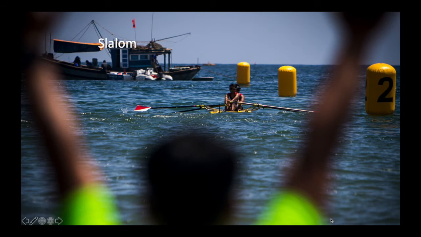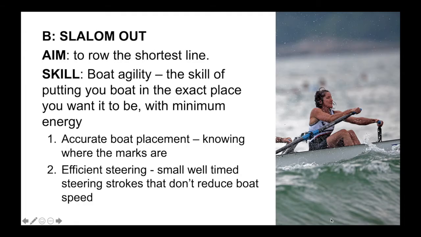So let's think about the slalom. Okay, the critical bit here in the slalom is to row the shortest line. And here we're looking at boat agility, the skill of putting your boat in the exact place you want it to be with a minimum amount of energy. So that's accurate boat placement, knowing where the marks are, and efficient steering, small, well-timed steering strokes that don't reduce the boat speed. Become pretty important skills in this bit.